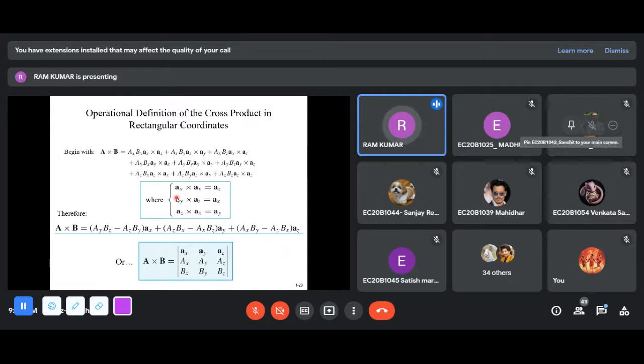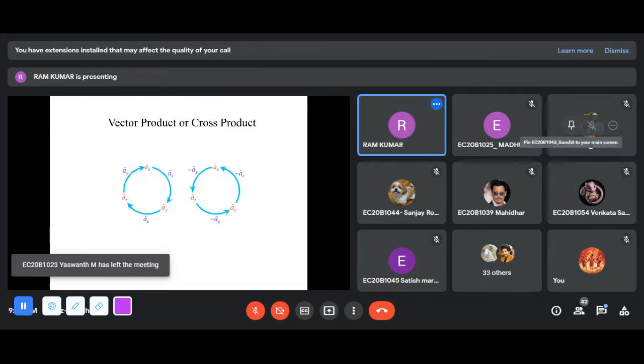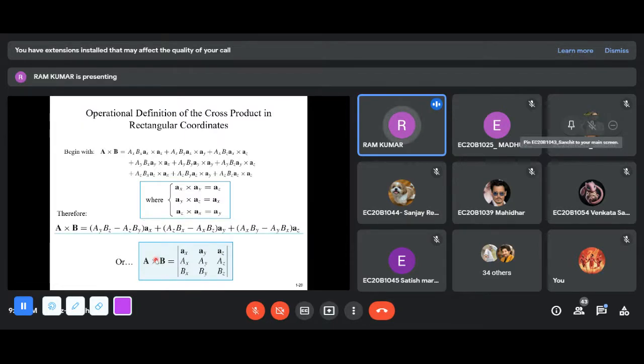And I think you know how to find A cross B vector. This is also called a curl operation, CURL, in matrix form. Now you just remember one thing clearly when we go with the cross product.